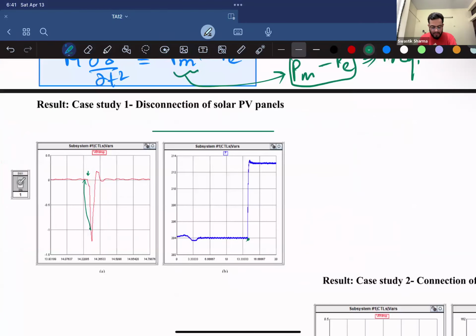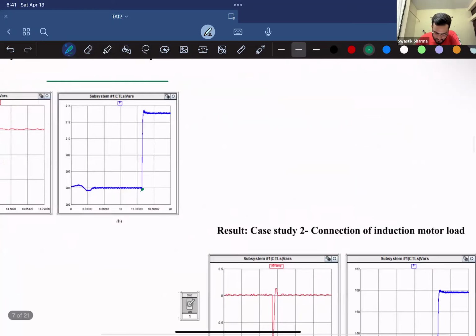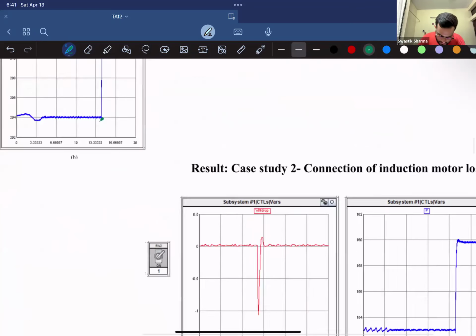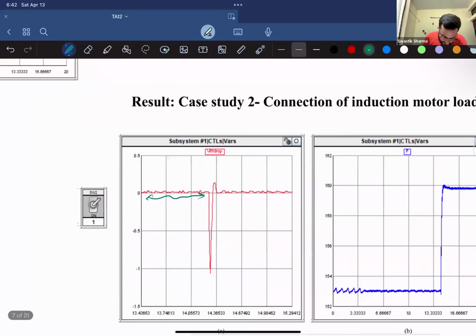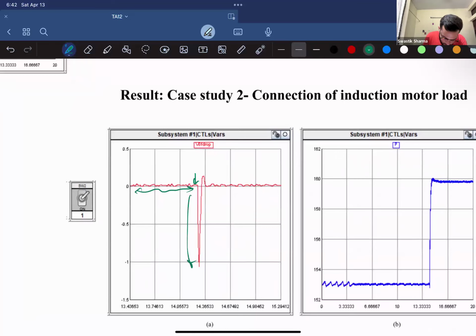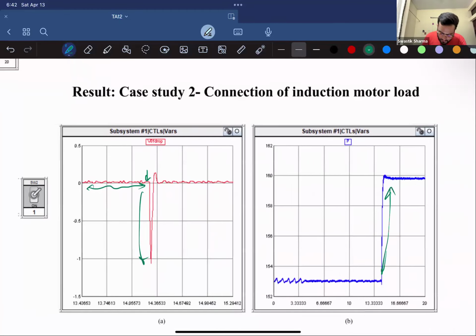So what it really does is introduce power so that your frequency doesn't go beyond a threshold, which would have a devastating effect on your system. And in the second case, they introduced an induction motor load. You can see the frequency was stable, and after some time, when they introduced it, it went down. And at the same time, your VSG kicked in.